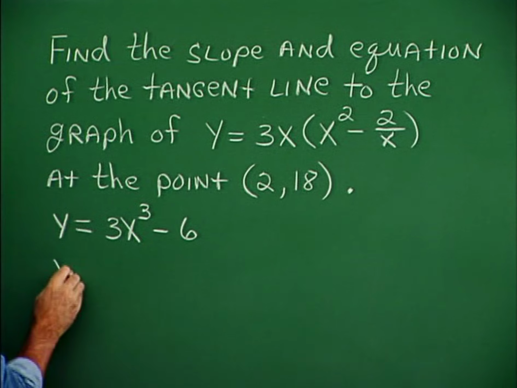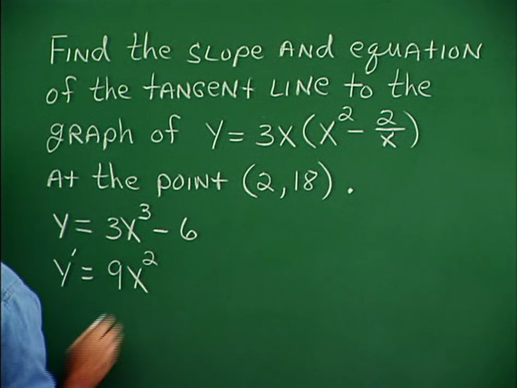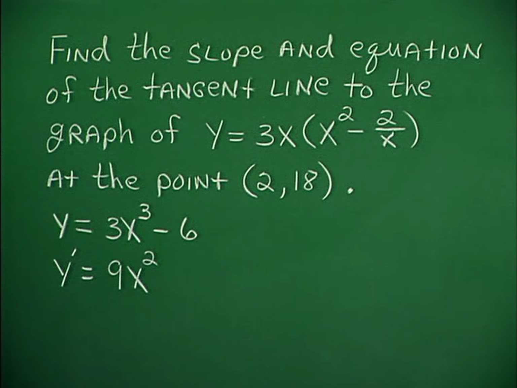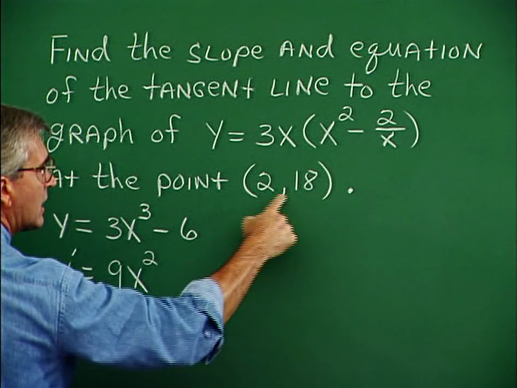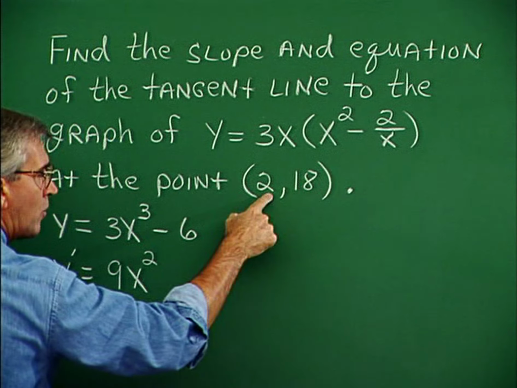Now the derivative then is 3 times 3, 9x squared. Is that all there is to it? Well, I guess so. Now, what about the slope of the tangent line at that point? Well, that point has an x of 2 and a y of 18, but that's on the graph of the function. The slope of the tangent line at x equals 2 is found by taking, if this were in the form f of x, f prime of 2. So we're taking y prime at the point 2.